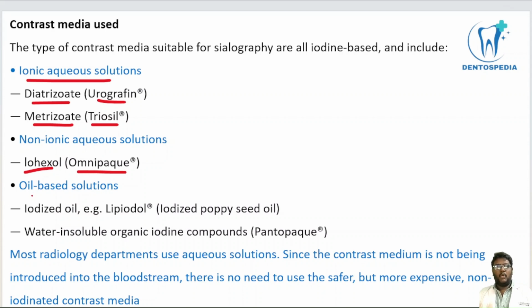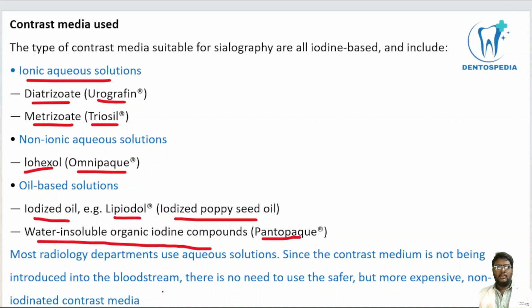Okay, and coming to oil-based solutions, we have iodized oil. For example, Lipiodol is a brand name where iodized oil is used. Iodized poppy seed oil is used. And water insoluble organic iodine compounds are used in a brand called Pantopaque. So you must remember these contrast media, and also if possible remember the brand names.